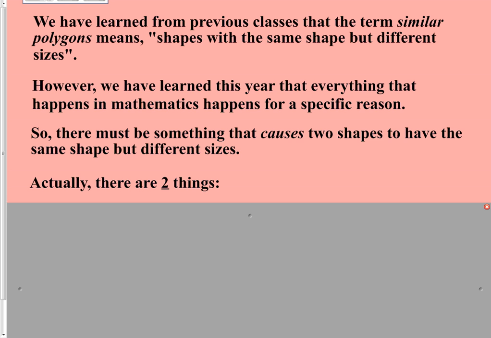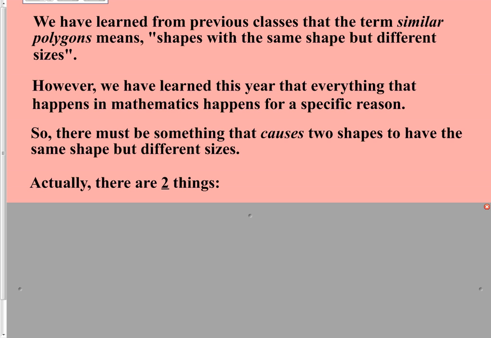Okay, we've learned from previous classes that the term similar polygons means shapes with the same shape but with different sizes. Now that's probably what you learned back in junior high. But again, everything that we're doing in geometry happens for a particular reason. So there's got to be something mathematical that causes two shapes to have the same shape but have different sizes. And just like with congruent polygons, there's actually two things that cause this.